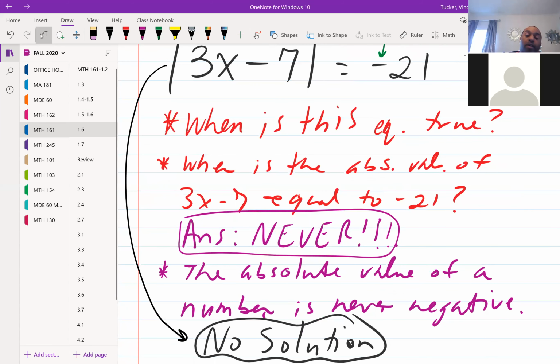So be careful with that, because you can always put in work on this type of problem. And of course, you'll get the wrong answer because there's no work to do. Whenever you have the absolute value of a quantity set equal to a negative number, then the answer is no solution.